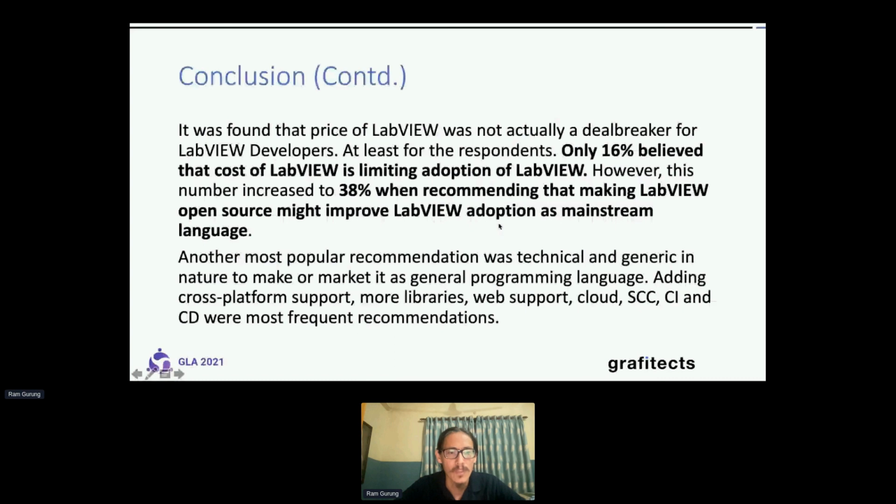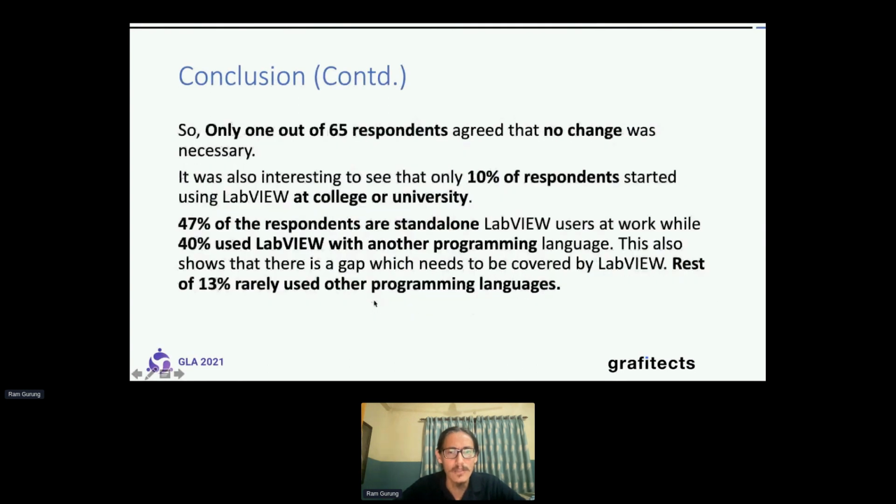programming language. Another most important recommendation was technical and generic in nature, like integrating with other stuff. And finally, only 1% actually say that we don't need to change anything in LabVIEW. I think that is sort of stagnant. If we don't change it, it is not going to evolve and will not get a better version of LabVIEW. So change is necessary, but in the positive direction.